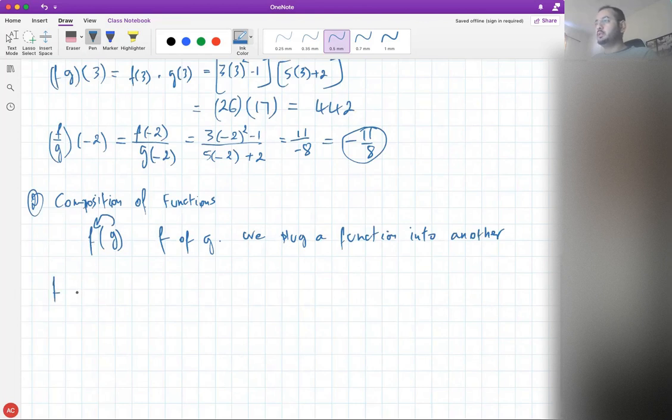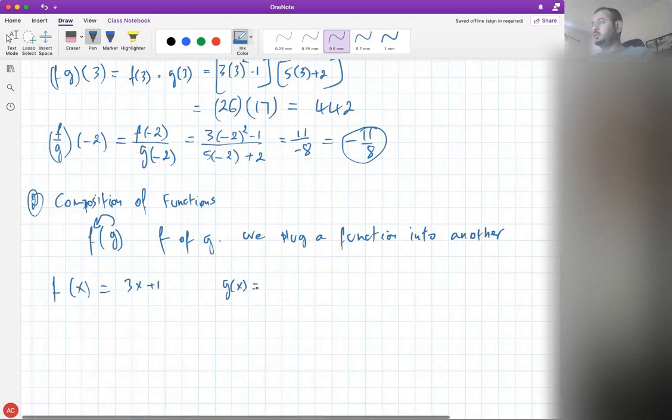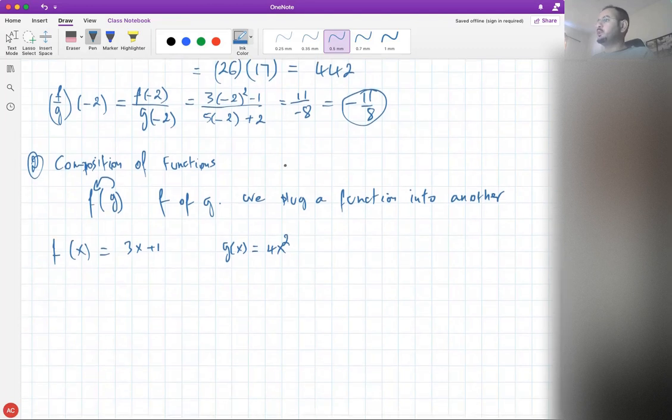So let's say, for example, f of x is 3x plus 1. We're going to need at least two to find a composition. And let the other one be, let's say, 4x to the second, for example. f and g. So let's find the composition of the two.